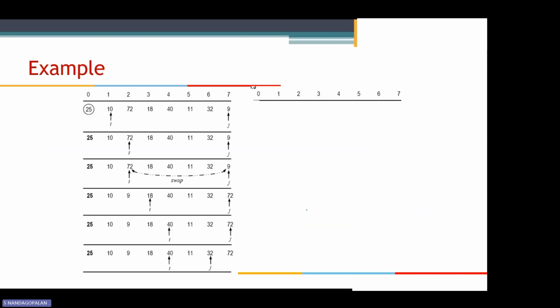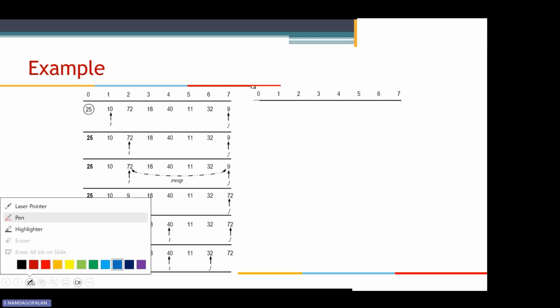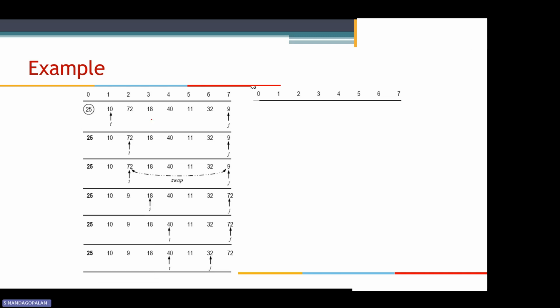So let's now explain the partition methodology. This is my pivot, the first element is my pivot. We are considering around 8 elements for partitioning. So remember, this is not sorting, this is only partitioning.